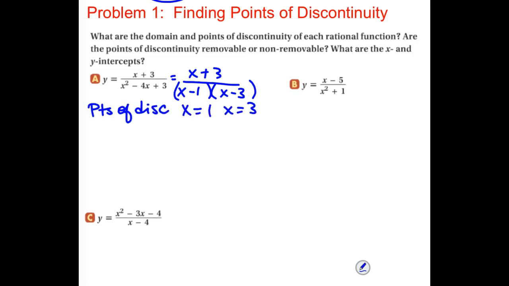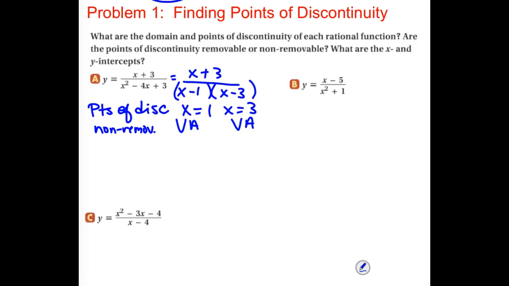Okay, because we can't remove any of them, we don't have a matching factor in the numerator to cancel it out, those points of discontinuity are going to be vertical asymptotes. Non-removable. Okay? So this is a graph that would have 2 different vertical asymptotes. There's nothing we can do to get rid of them.